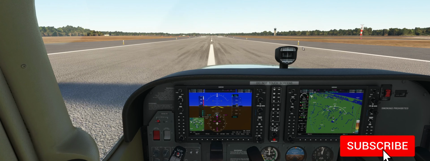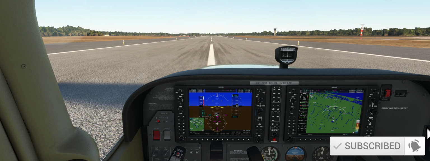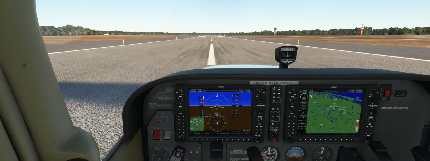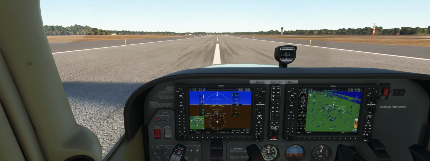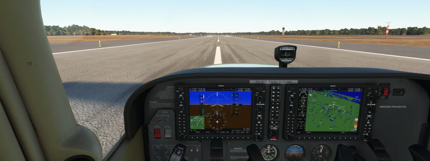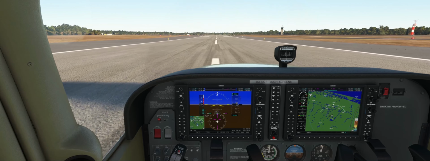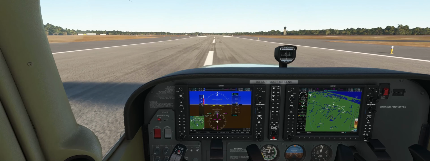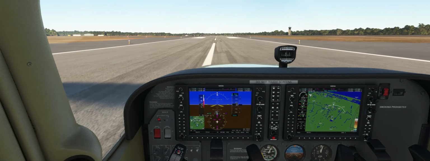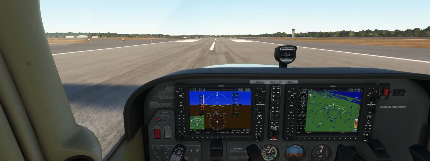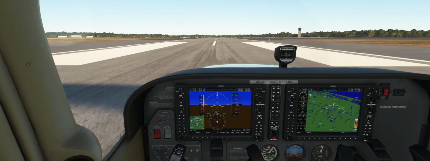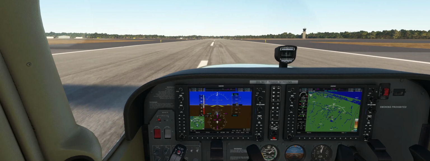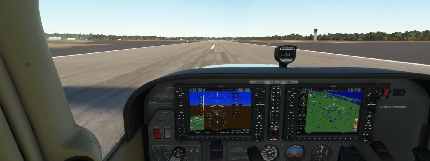Hey guys, so today we're going to talk about the standard traffic pattern and how you should fly it to make a stabilized approach every time you're practicing landing. Especially it's very critical in the private pilot stage when you're learning how to first land and approach the field and do those consistent traffic patterns. So we're going to take off from Flagler runway 6.